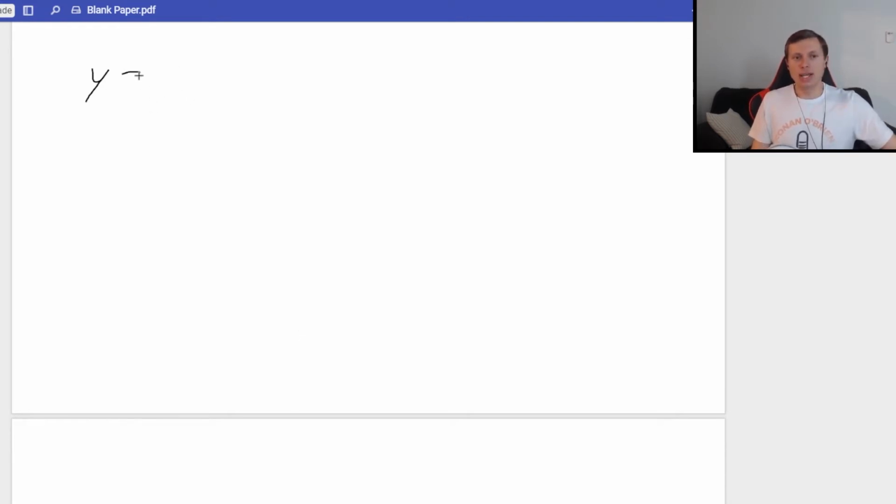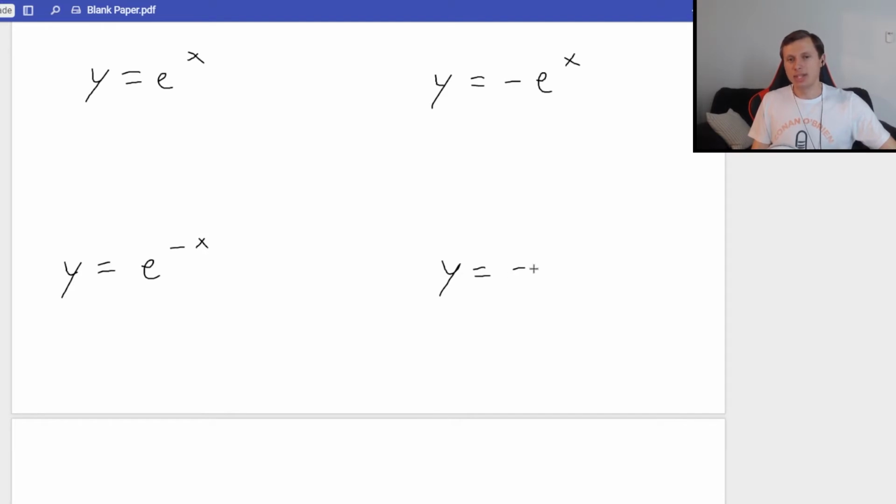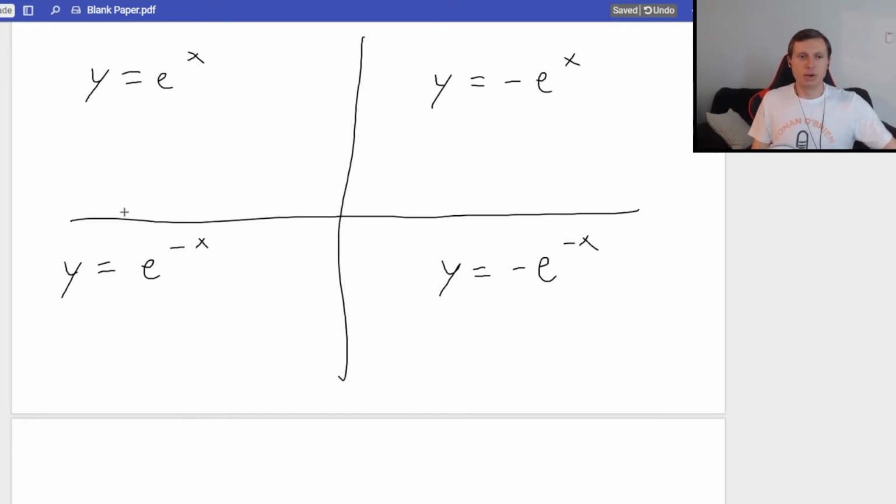We have y equals e to the x, y equals negative e to the x, y equals e to the negative x, and y equals negative e to the negative x. Four different scenarios, four different graphs. Let's quick sketch all of these real quick. Y equals e to the x, hopefully you know what that one looks like. This one, I'm going to draw it in blue, looks like this.